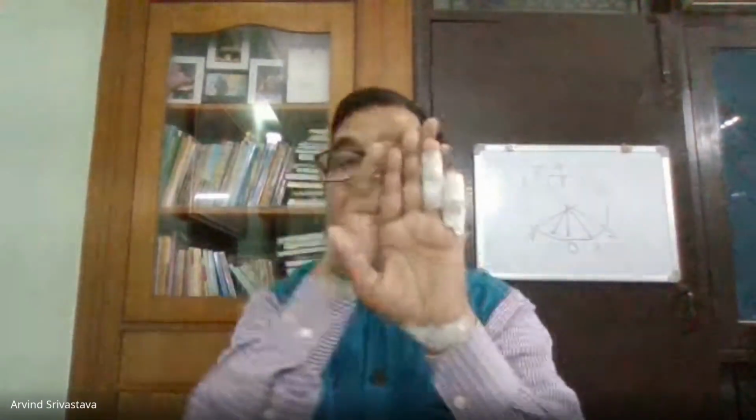The same pattern. That means lungs, heart, and pericardium go from down to top, to the tips of the fingers, and three meridians come from the tip of the fingers to your chest, neck, and face.